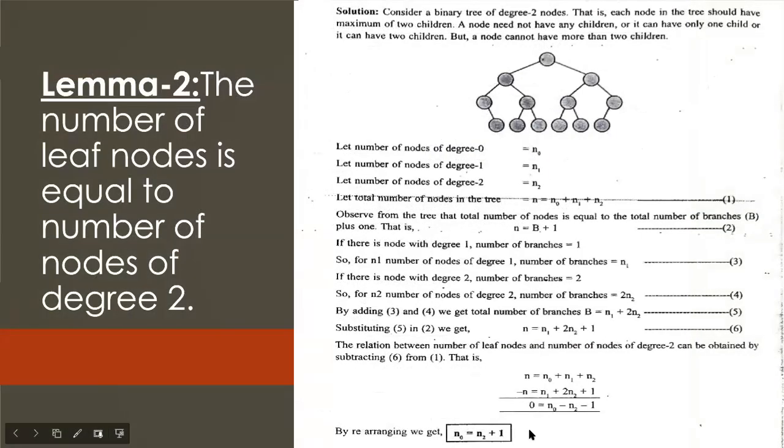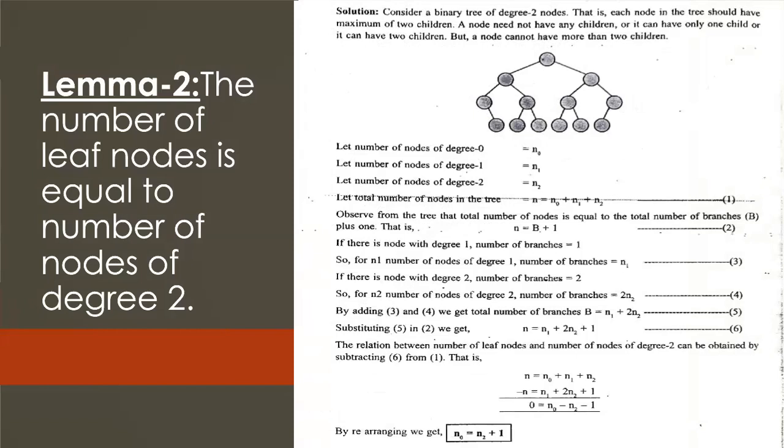Right? So let's go to the second property, which is that the number of leaf nodes is equal to the number of nodes of degree 2. Consider a binary tree of degree 2 nodes. That is, each node in the tree should have a maximum of 2 children. A node need not have any children, or it can have only 1 child, or it can have 2 children, but a node cannot have more than 2 children.